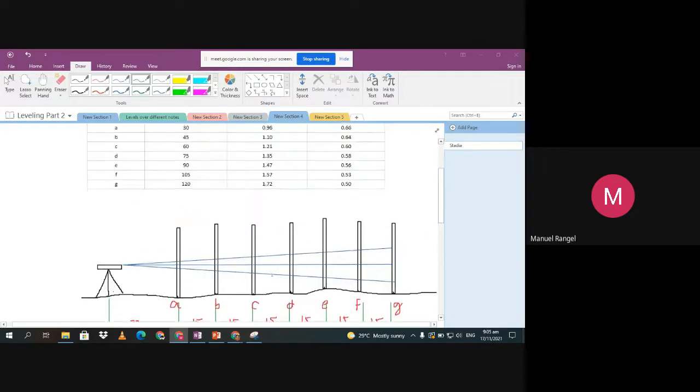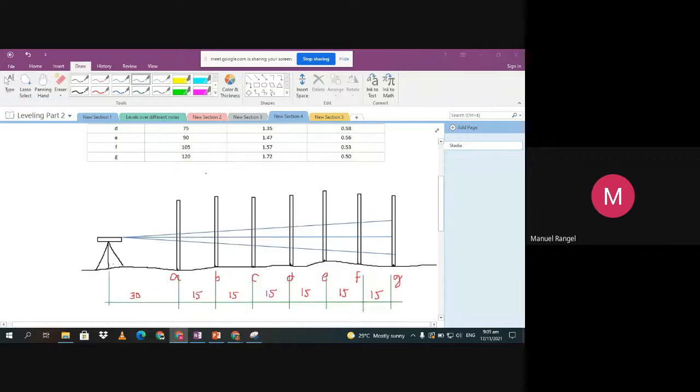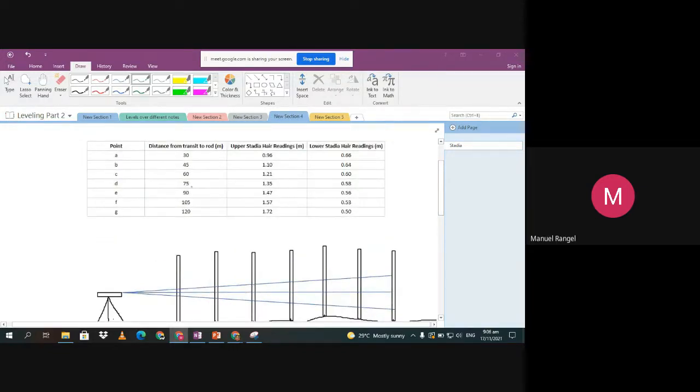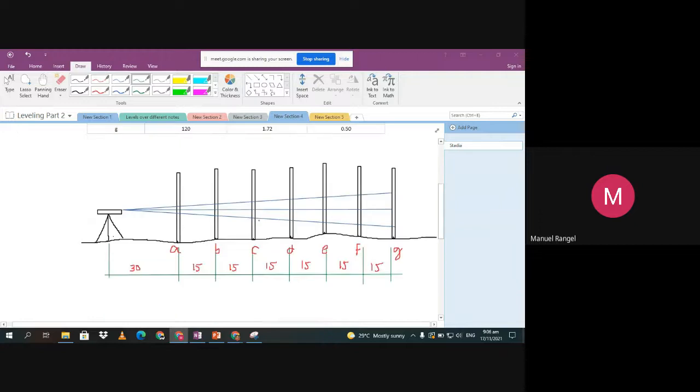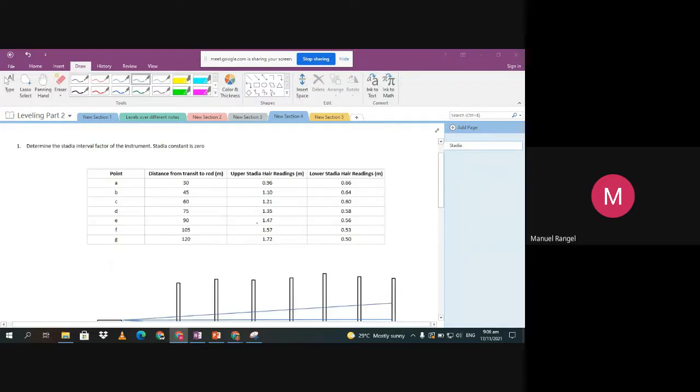The distance from the transit to the rod: point A is 30, 45, so it increments by 15 meters for each rod. Okay, so determine the stadia interval factor of the instrument. The stadia interval factor is a symbol. So that is what we are required to find.